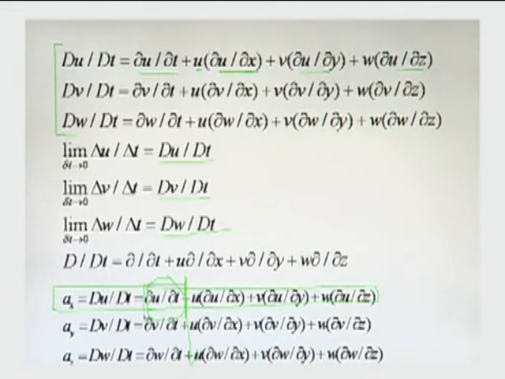This first part, del u over del t, is known as local acceleration or temporal acceleration, right, and u del u over del x plus v del u over del y plus w del u over del z is known as convective acceleration. It is due to convection, so it is called convective acceleration. So, total acceleration has two parts, one called local acceleration or temporal acceleration, and another called convective acceleration.